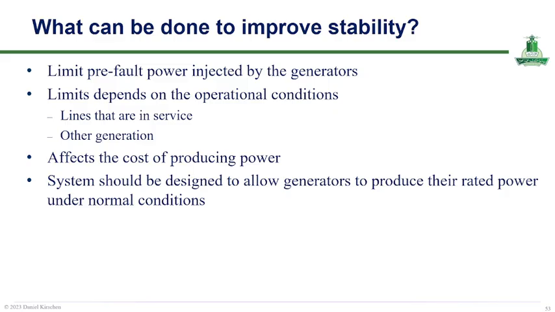The allowable generation level depends on system operating conditions, including the transmission lines in service and the availability of other generators in the network. However, reducing generator output can increase the overall cost of power production. So therefore, power systems should be carefully designed so that generators can normally operate at their rated power while still maintaining adequate stability and security margins.